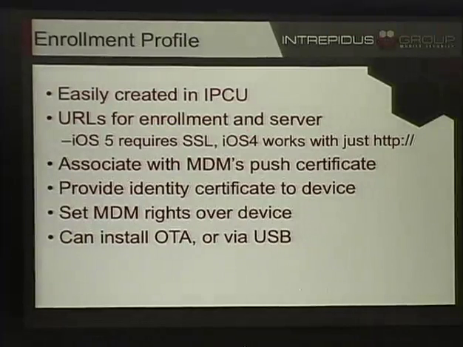So again, you need to create this profile, you enter the URLs, and you have to associate it with this push certificate. So you have to get the UID out of the subject field in the cert, which they call the topic, so that the device knows the signature it's going to be looking for on the push messages. You also have to create an identity certificate that identifies the device and install that in the profile. You also have to set the rights. So yes, I want this to be able to install applications, I want to be able to lock the device, I want to be able to wipe the device, etc.